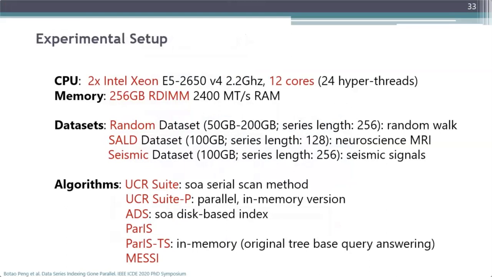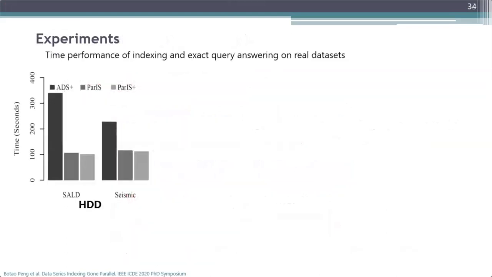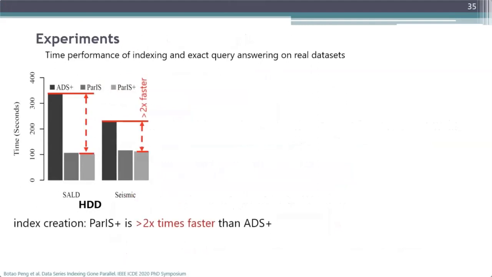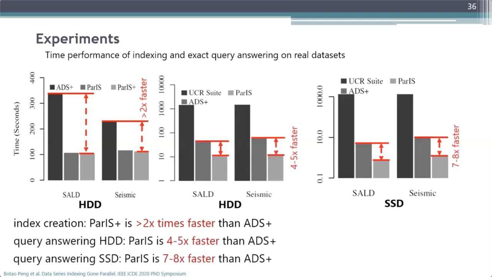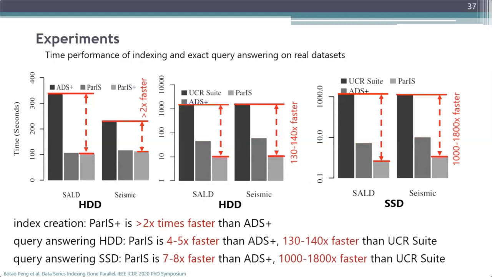In the first set of experiments, we compare Paris to the state-of-the-art disk-based index, ADS. For index creation, Paris is more than 2 times faster than ADS. For query answering, Paris is up to 5 times faster than ADS on hard disk drives, and up to 8 times faster on solid-state drives. Finally, Paris is more than 2 to 3 orders of magnitude faster than the serial scan method UCR suite.